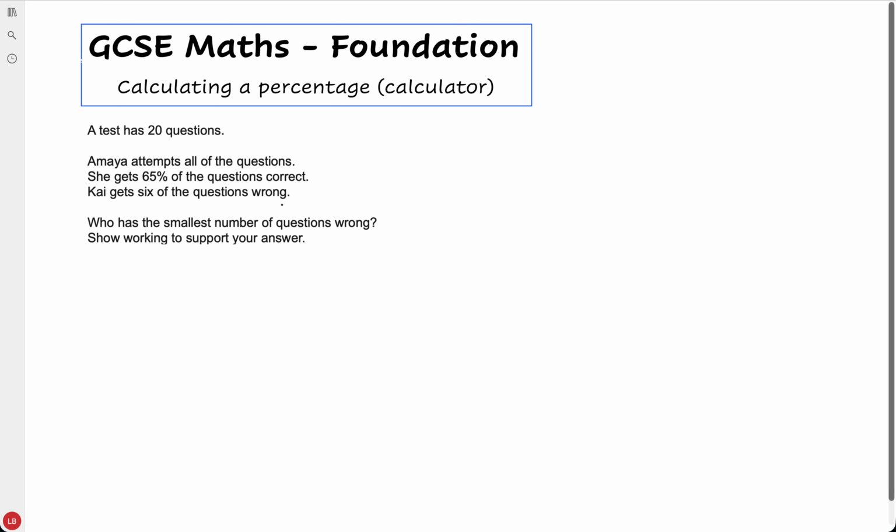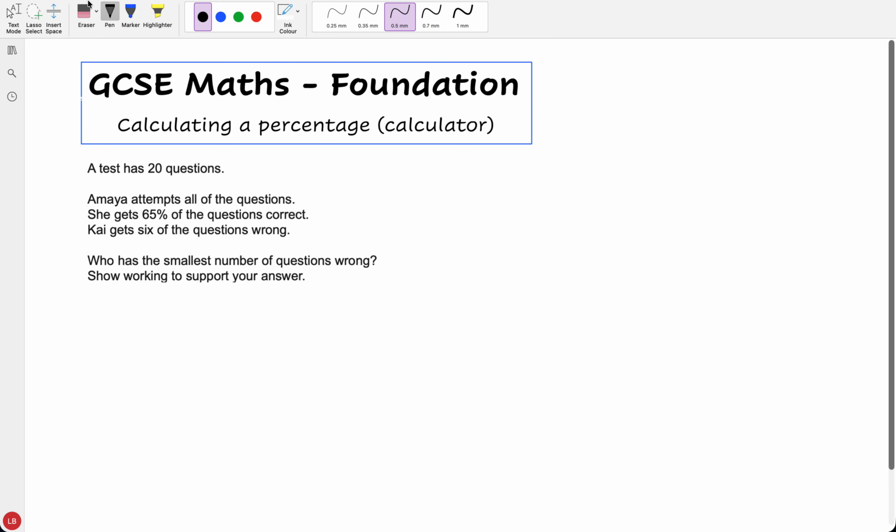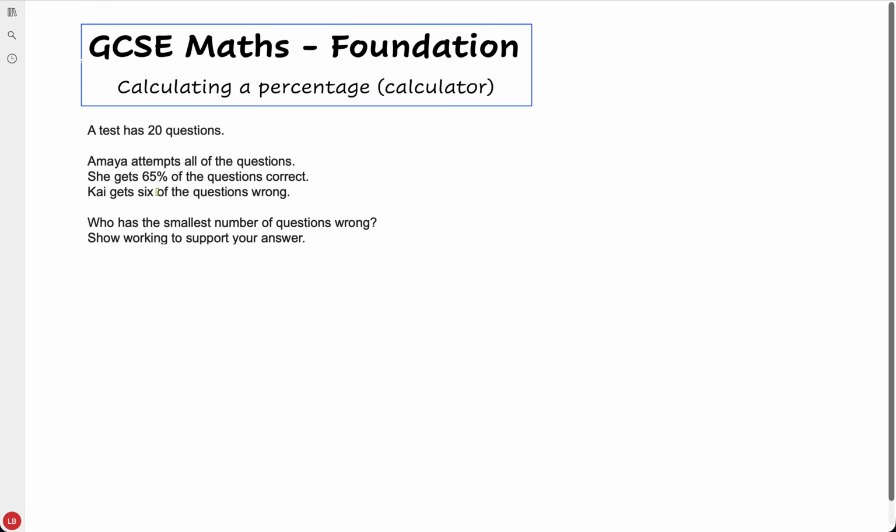Okay, so there's a few things here, and it's always worth reading the question 2 or 3 times. And if you've got a highlighter pen, then use it. So what's the important information? A test has 20 questions. Amaya attempts all of the questions. She gets 65% of the questions correct.